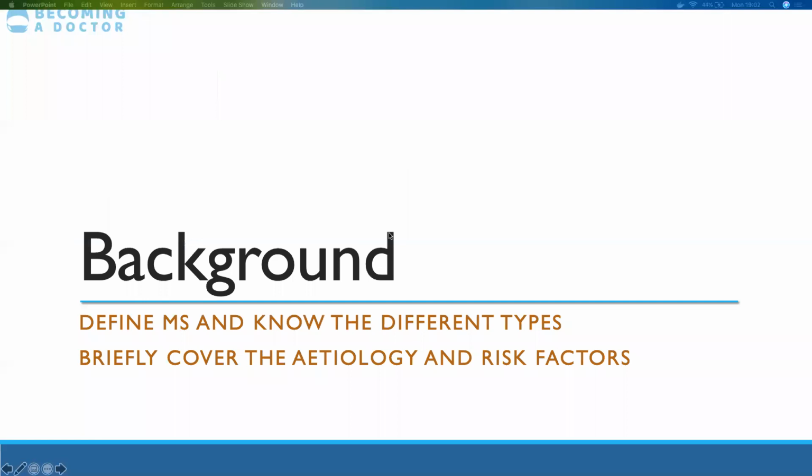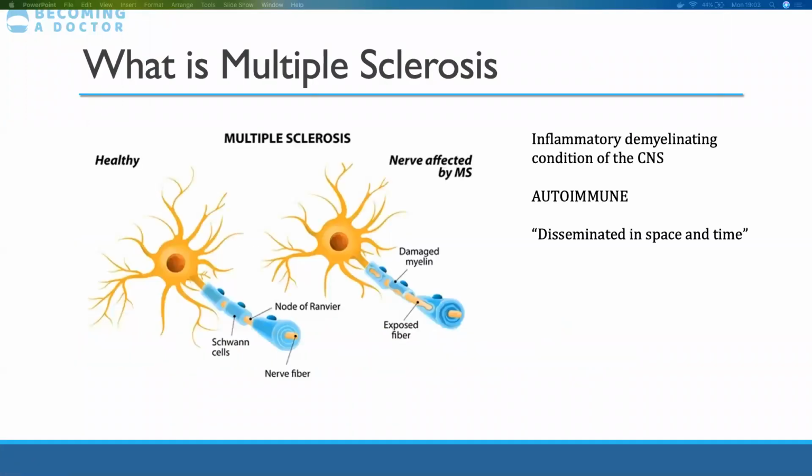So to start off with, for the background, what is MS? MS is basically an inflammatory demyelinating condition of the central nervous system, and it is autoimmune. The whole disseminated in space and time thing just means that clinically a person has to have two separate episodes, which are separate in space, so in two different areas, and also at different times. And when they say different times, they just mean about a month apart. Generally people get attacks every 1 or 2 years, and because of that, MS is actually quite difficult to pick up.